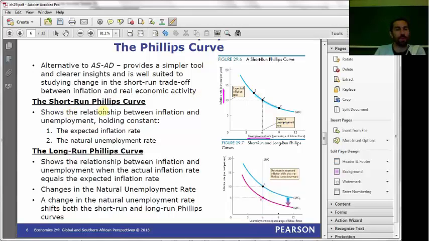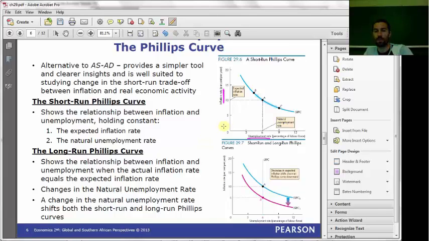The short run Phillips curve shows the relationship between inflation and unemployment, and here's what's important. We are holding constant for now the expected inflation rate as well as the natural unemployment rate. The natural unemployment rate, remember, is full employment. So if we're holding the natural unemployment rate constant, it means we're holding our long run aggregate supply curve constant. We're not shifting it. So we're holding our capital, our population and all those other things constant. We're dealing with the short run for now. So in the short run, we hold inflation expectations constant as well as all the other things that would affect long run economic growth.